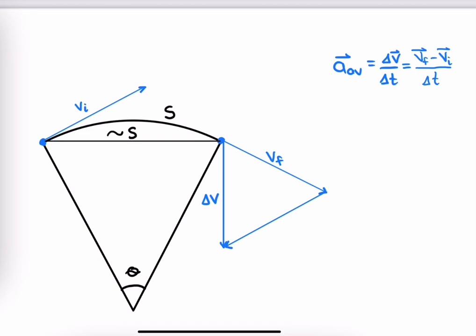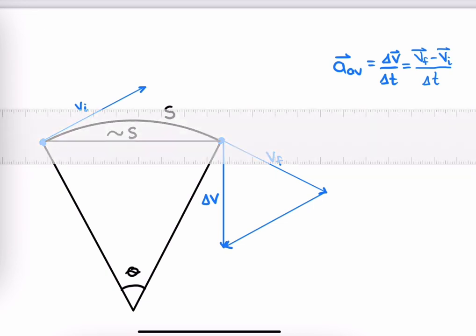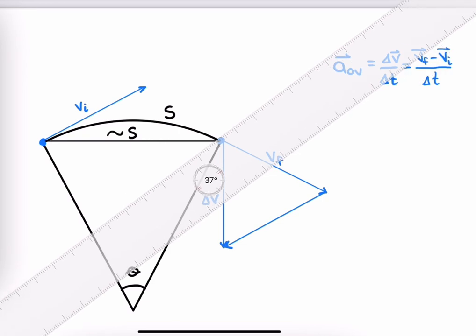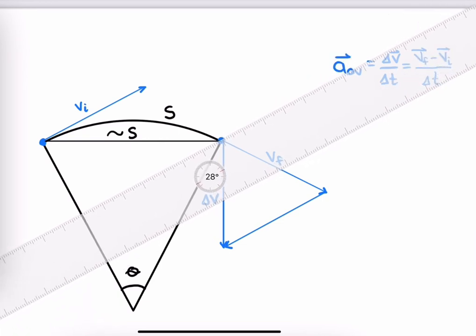And I want to see, if I know that this is theta, how can I use that to give me information about some of the angles in this triangle? Well, to do that, I'm going to draw a new line that connects these two triangles in a way. I'm going to draw a line that goes this direction here.